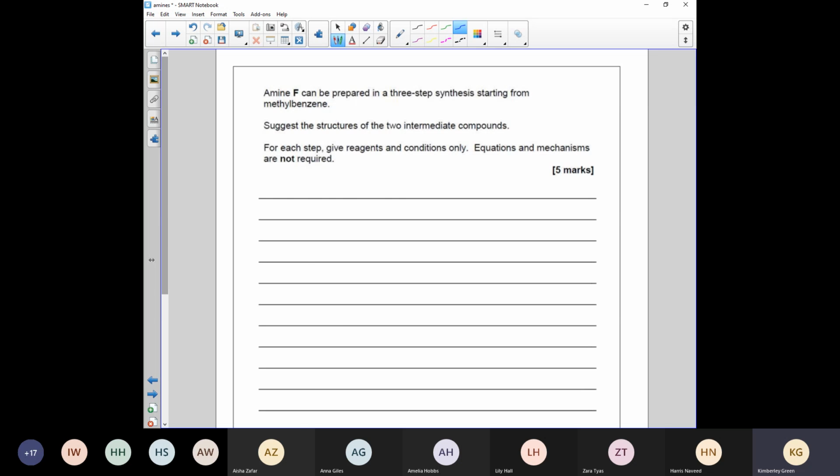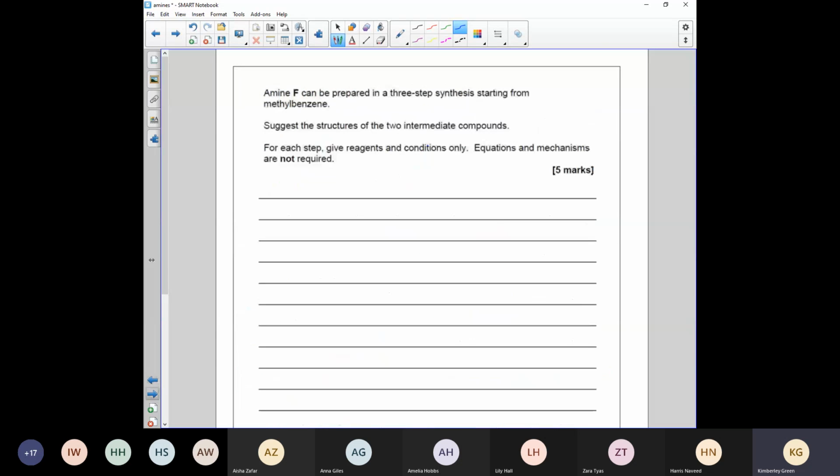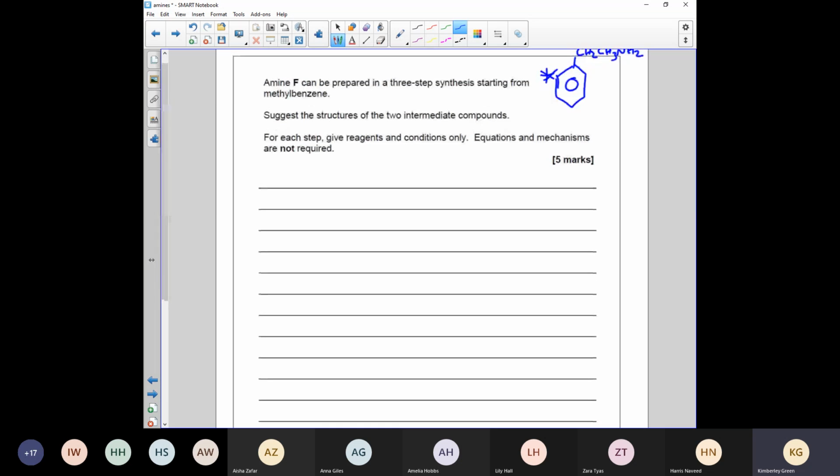So we have to have a look at this. We've got amine F. Right, where's amine F? Because it's on a different page, it's your benzene ring with the alkyl chain and then an NH2. So that's what we want to make. That is our product, that's going to be our end goal. So what are we starting with? Methyl benzene.